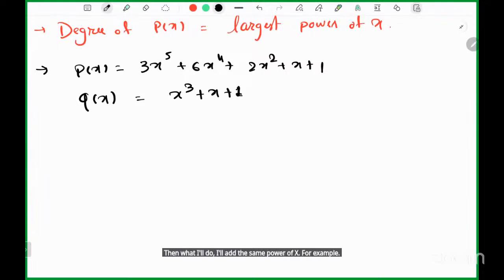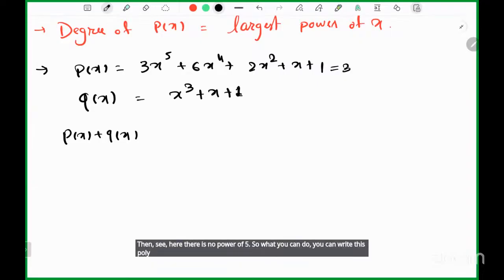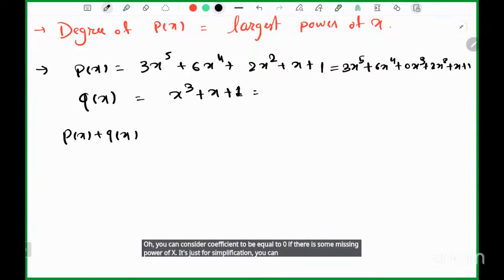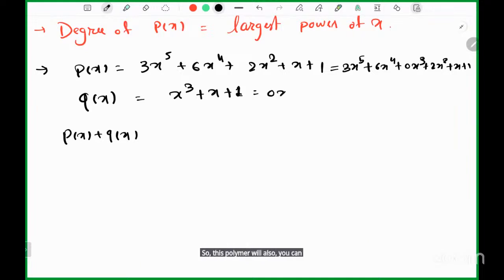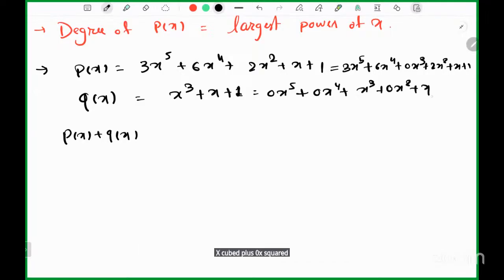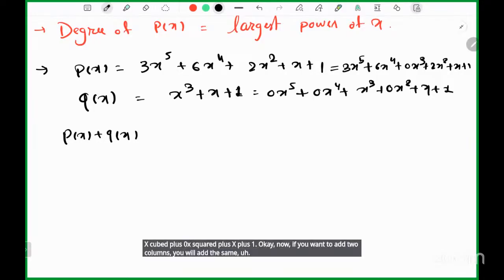For example, if I want to compute p of x plus q of x, then see here there is no power of 5 in q. So what you can do is write this polynomial in this way too: 3x to the power 5 plus 6x to the power 4 plus 0x cube plus 2x square plus x plus 1, so that you can get all the powers of x, and you can consider the coefficient to be equal to 0 if there is some missing power of x. It's just for simplification, you can also add directly. So this polynomial you can also write as 0x to the power 5 plus 0x to the power 4 plus x cube plus 0x square plus x plus 1. Right. Now, if you want to add two polynomials, you will add the same power of x with the same power of x.